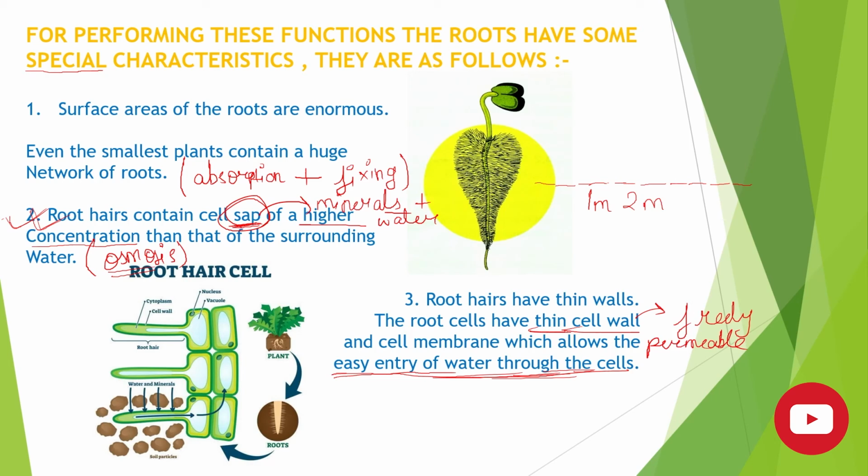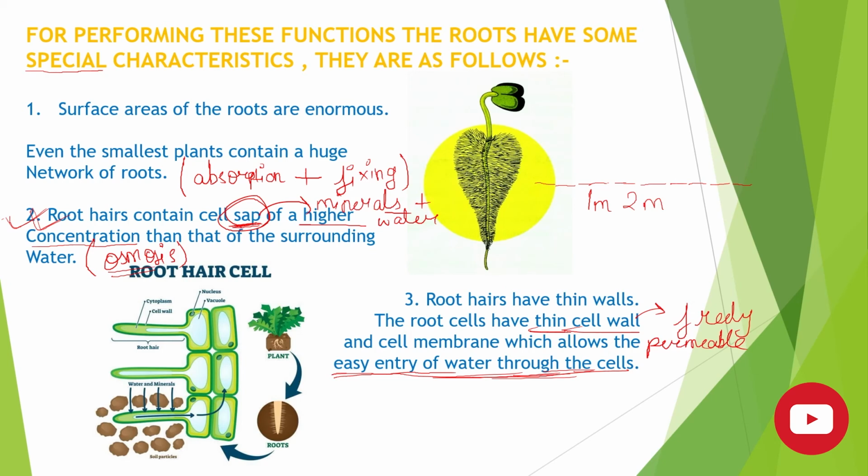So now you all can understand why roots have to absorb the substances for the plant. Why can't any other portion of the plant do it? It's because roots have these special characteristics. First, they have enormous surface area. Second, they contain cell sap of a higher concentration. And third, they have thin cell walls, which are freely permeable. Hence, it allows the free entry of water through them. So it has these amazing characteristics, these amazing weapons you can say, for which roots are those special parts of the plant which help in absorption.